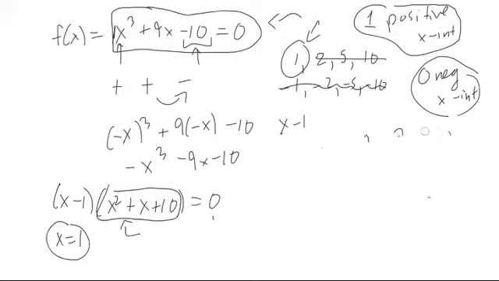Let's go ahead and factor, or not factor, but maybe use, let's do both. Let's do the quadratic formula first. Quadratic formula says negative 1 plus or minus. So the quadratic formula is negative b plus or minus the square root of b squared minus 4ac, all over 2a.